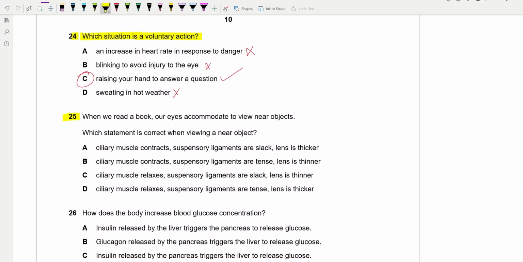Question number 25. When we read a book, our eyes accommodate to view near objects. Which statement is correct when viewing a near object? So, the ciliary muscles contract and the suspensory ligaments are slack. The lens gets thicker, so the correct option would be option A.